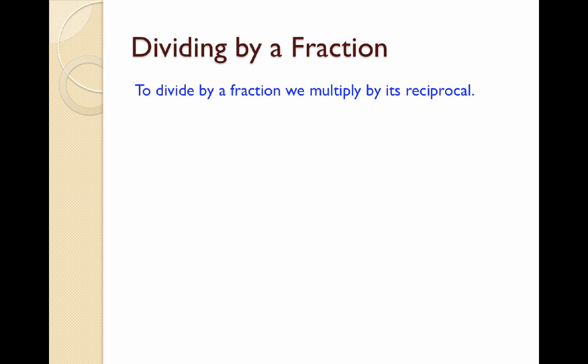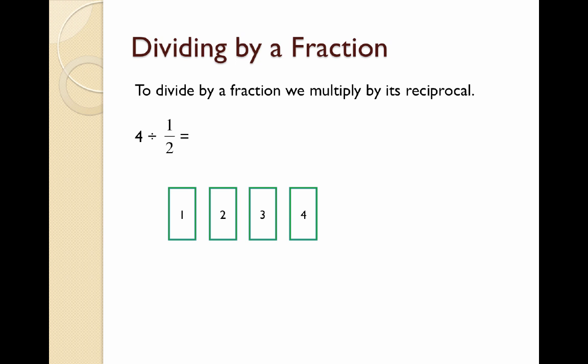To divide by a fraction, we need to multiply by its reciprocal. Now to understand that, I want to give you a visual example. Let's say I wanted to do 4 divided by a half. This is asking how many halves are in 4 wholes. So if I had 4 rectangles and I divided them into halves, I'd want to count up how many halves I have. Now in 4 wholes there are 8 halves. This means that 4 divided by a half is 8.